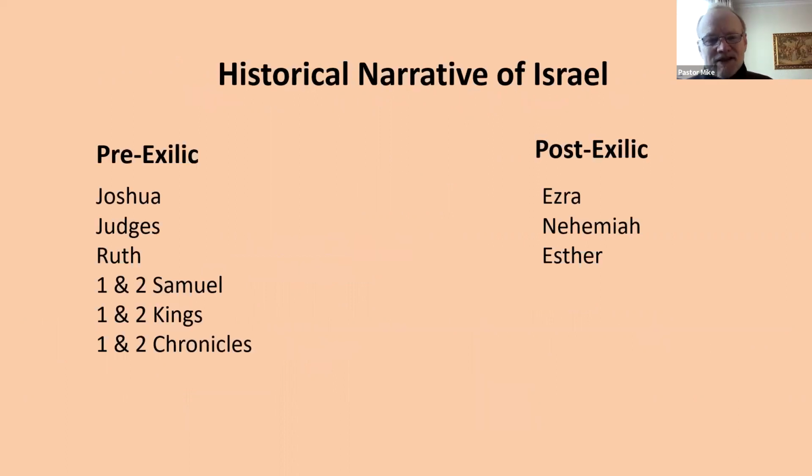But going back now to the historical narrative of Israel. So we've got this period where the history is divided because of the exile. So you have what is called the pre-exilic books and the post-exilic books. The pre-exilic books deal with the history before the exile. So that's Joshua, Judges, Ruth, 1 and 2 Samuel, 1 and 2 Kings, and 1 and 2 Chronicles. And the books that deal with the post-exilic period after the Jews came back to the Promised Land were Ezra, Nehemiah, and Esther.